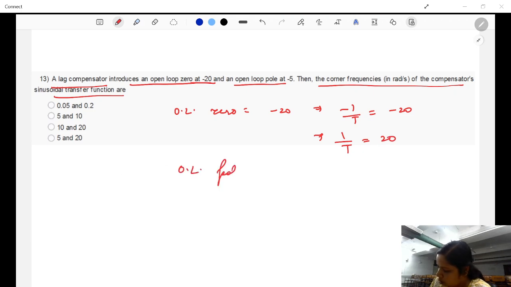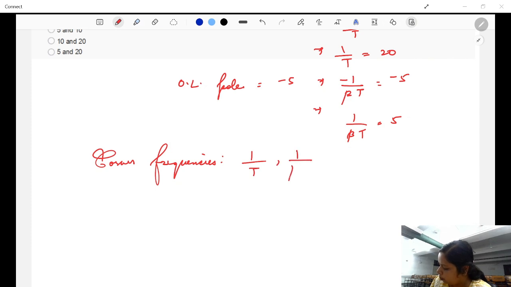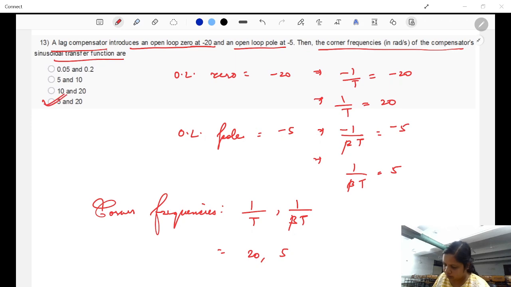What is your open loop pole? It is -5. So minus 1 by beta T is equal to -5. That means 1 upon beta T is equal to 5. So your corner frequencies are 1 upon T and 1 upon beta T, which is 20 and 5. Okay, so this is your answer.